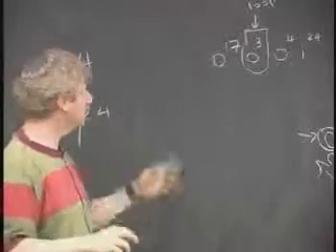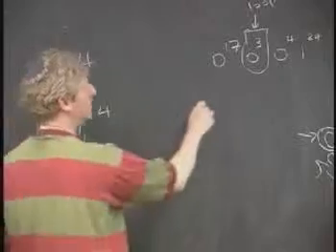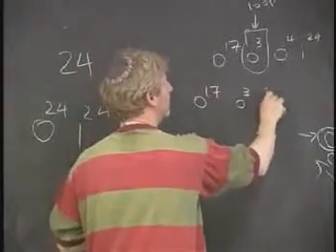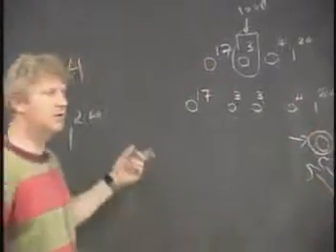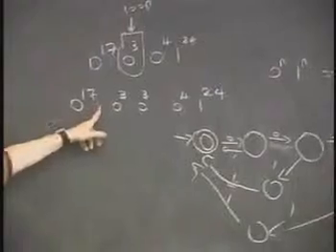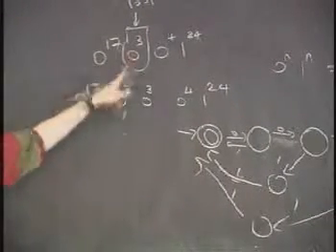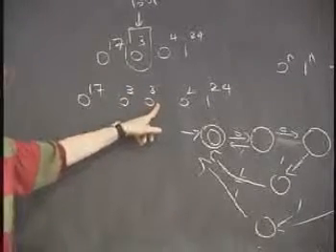And now that you've admitted this to me, I'm going to say, OK, well, now try this. Try 0 to the 17th, 0 to the 3, 0 to the 3, 0 to the 4, 1 to the 24. What's your machine going to do? It's going to do the same thing it did before on the first 17 symbols. Then it's going to loop on the next 3, just like it did before. And then it sees the exact same symbols again.